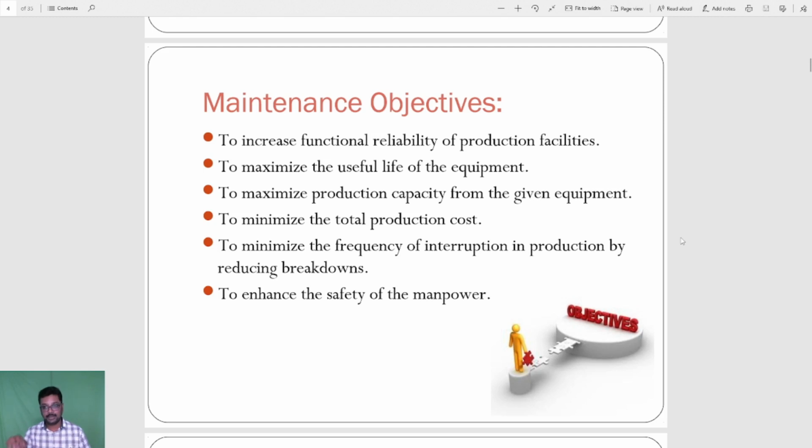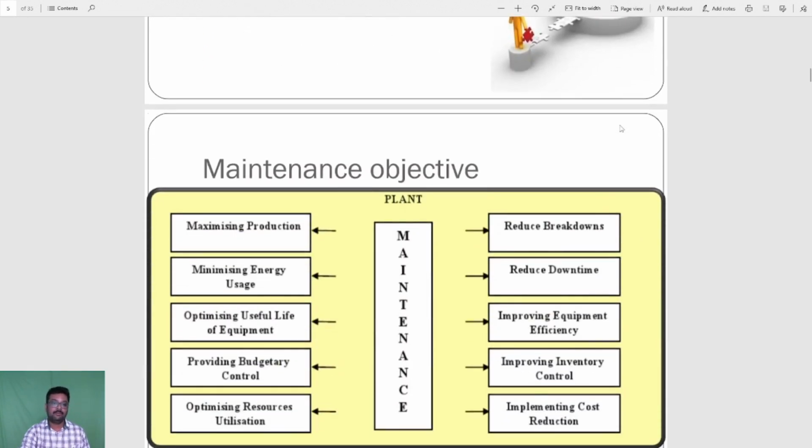Because there are moving parts, obviously there is a loss of material there. To handle that, we add some lubricant in between the moving parts. That lubricant helps to prevent the loss as well as reduce the friction between the moving parts. This is the basic concept here. So it maximizes the production capacity, reduces the total production cost, and there is no interruption. We don't have to think about interruption, and it also enhances the safety of the labor or manpower involved in the production line.